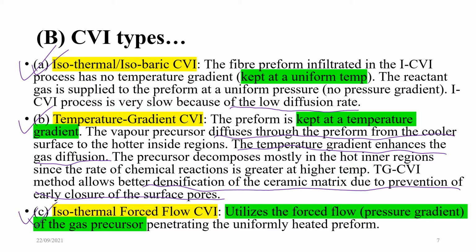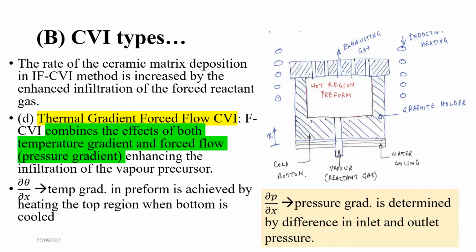It utilizes the forced flow or pressure gradient of the gas precursor penetrating the uniformly heated preform. It is isothermal, but the flow is forced. That means there is a pressure gradient at constant temperature. The rate of ceramic matrix deposition in the IFCVI method is increased by the enhanced infiltration of the forced reactant gas. Then the thermal gradient forced flow or the FCVI method combines the effect of both temperature gradient as well as forced flow or pressure gradient, enhancing the infiltration of the vapor pressure.